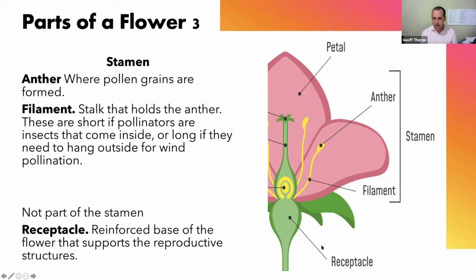Now, not part of the stamen, but just another thing that we'll talk about briefly is the receptacle, and we'll just call that the reinforced base of the flower that supports all the other reproductive structures.